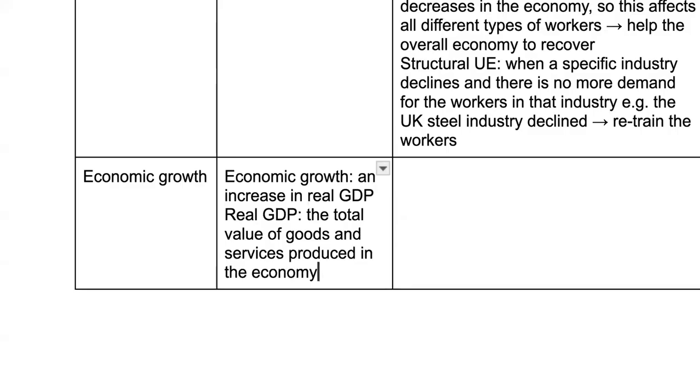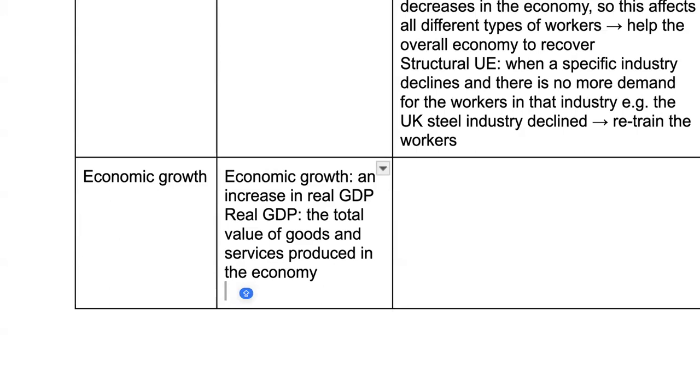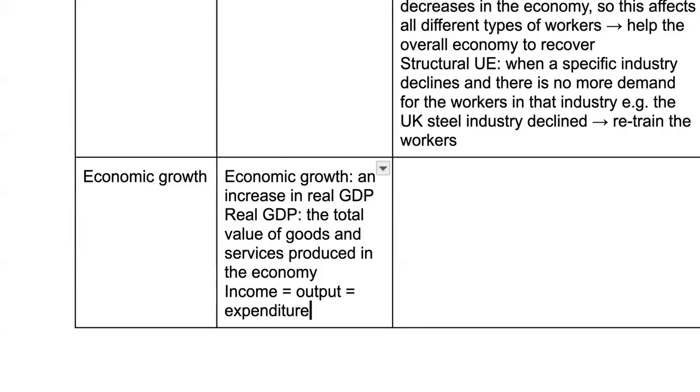Okay, so all the stuff with value that got produced in the economy. So it could be a driving lesson that was a service that was provided in the UK. It could be a car that got produced in the UK. Anything that got produced in the UK will all add up and give us our real GDP. We're going to do circular flow in a bit as well, but income equals output equals expenditure. What this means is that we could measure the output, which is what I said.